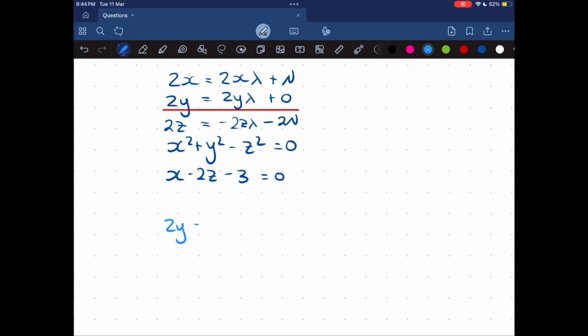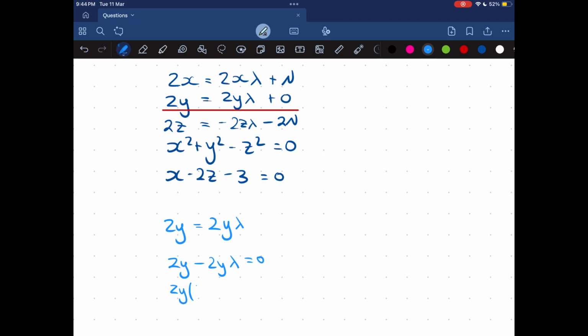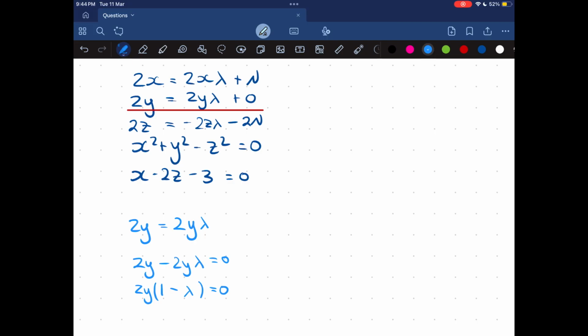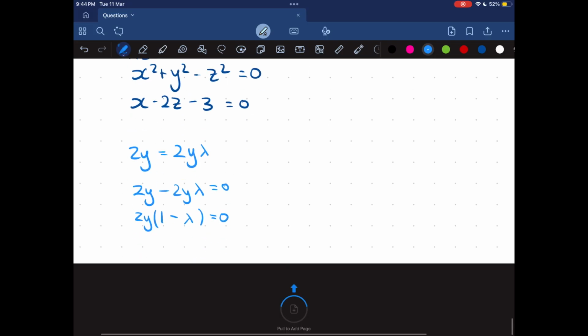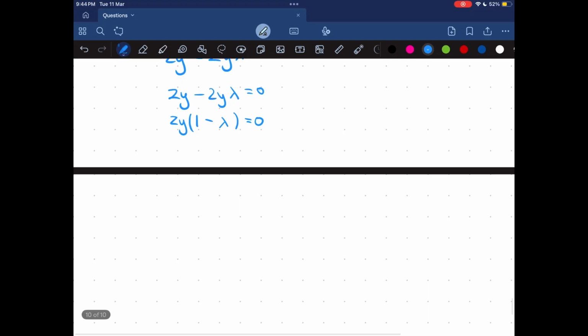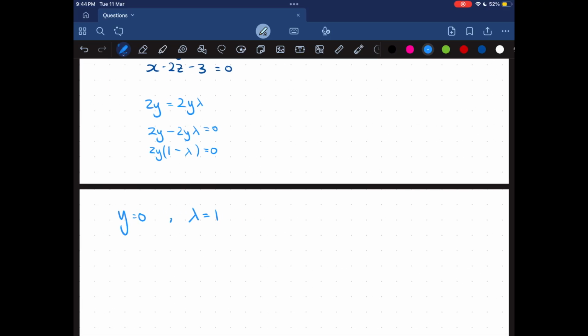2y equals 2y lambda, and we can simply solve this by setting it to 0 by doing 2y minus 2y lambda equals 0. So we can pull out a 2y of 1 minus lambda equals 0. So this implies, on a new page, that y equals 0 or lambda equals 1 for this equation here. So now we've already gotten a bit of a start.